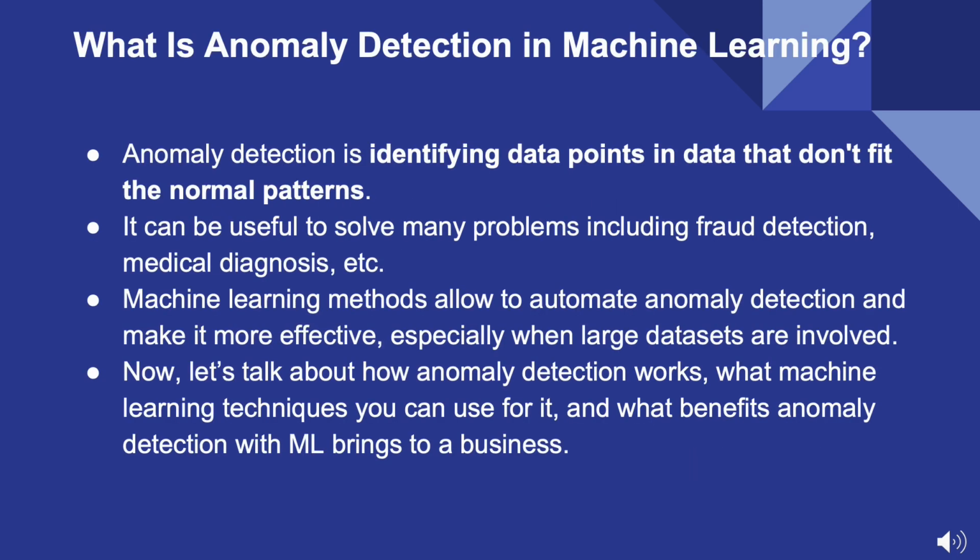What is anomaly detection in machine learning? Anomaly detection is identifying data points in data that don't fit the normal patterns. It is the process of finding outliers in a given dataset. Outliers are the data objects that stand out amongst other objects in the dataset and do not conform to the normal behavior in the dataset. Finding and identifying outliers helps to prevent fraud and network intrusions that can compromise your customer's company.